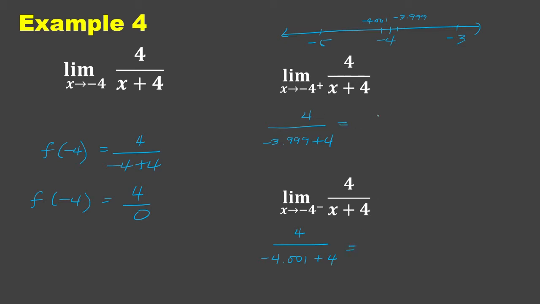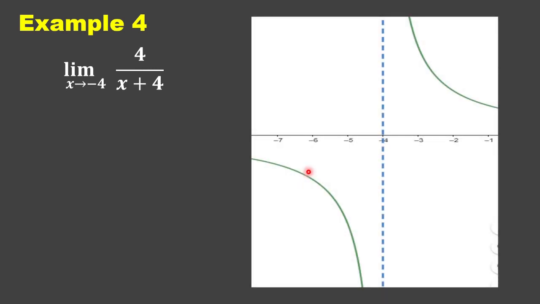So let us analyze the signs. For the right, the numerator is positive over negative 3.999 plus 4, which gives us a positive answer. So positive divided by positive is positive. For the left, the numerator is positive over negative 4.001 plus 4, which is negative, and therefore we have negative infinity. From the right is positive infinity, and from the left is negative infinity, therefore we have DNE, or does not exist. Let us check using its graph.